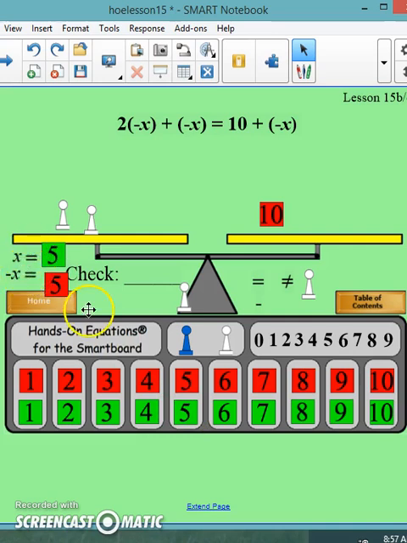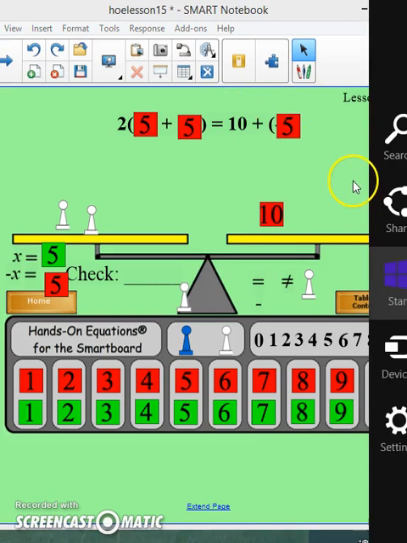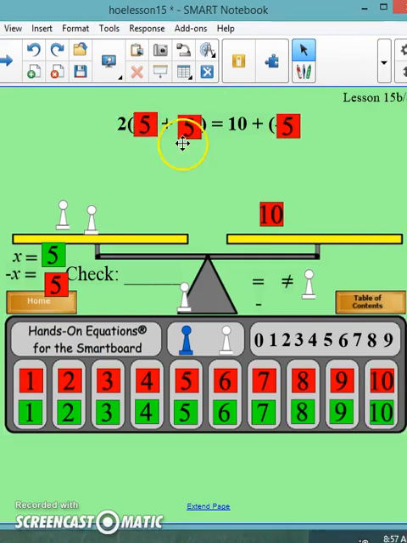Stars and x's can be positive or negative. Just because it says negative x doesn't mean it's negative. It's actually positive. So anywhere there's an x, I'm going to add a positive 5. And I'm going to simplify this equation. 2 times 5 is 10, plus 5 is 15. 10 plus 5 is 15, so 15 equals 15 is my check.